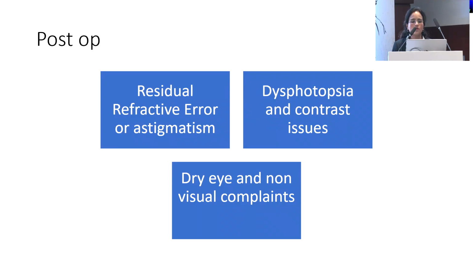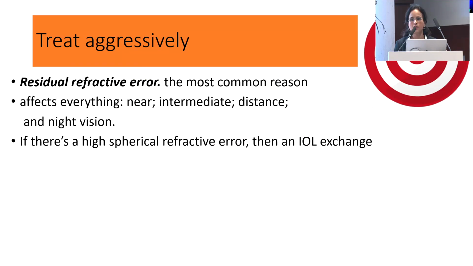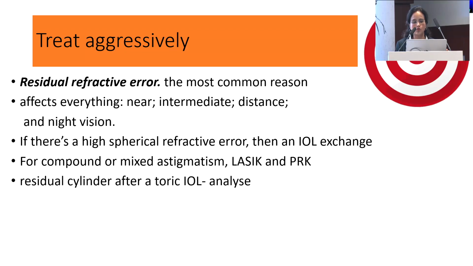Now the post-op factors. There are two main factors: the residual astigmatism and residual error, and dry eye. If there is any dry eye, it needs to be corrected and treated. The most important factor found in multiple studies is the residual refractive error and astigmatism. It is the most common reason, affecting everything: near, intermediate and distance night vision. If it is a high refractive error because of bad biometry, then very rarely IOL exchange might be needed. And you might give the patient an option of LASIK or PRK for post-op astigmatism.